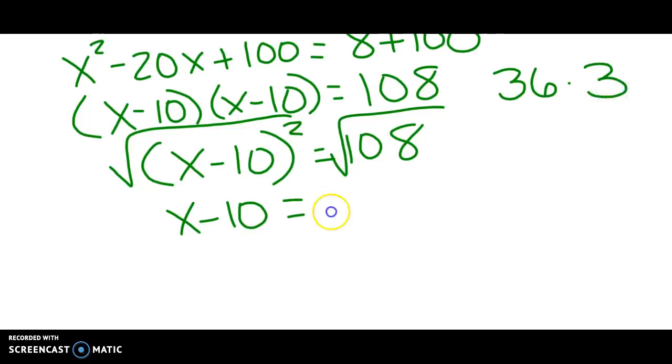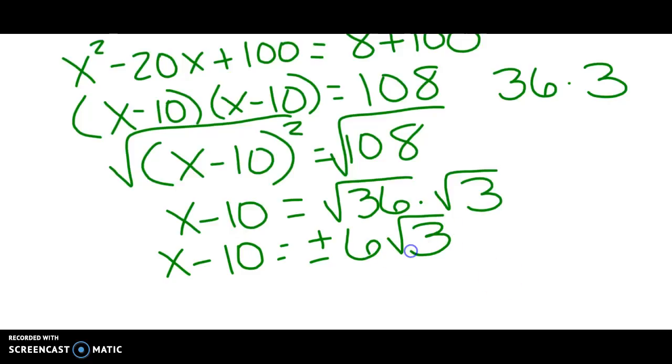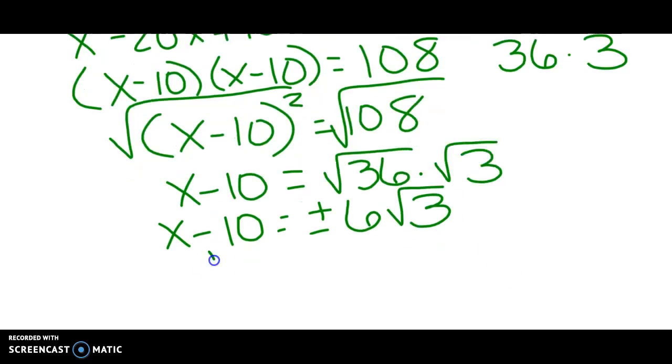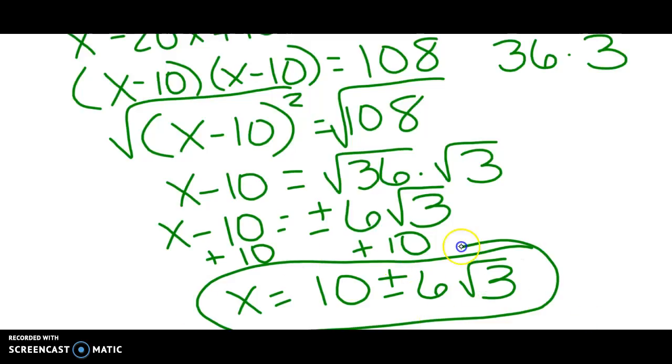All right, so we're going to do the square root of 36 times the square root of 3. So now we've got x minus 10 equals, remember you have a positive and negative root, square root of 3. And then we add 10 to both sides. And remember your irrational number goes first. So 10 plus or minus 6 square root of 3. Those are your roots, okay?